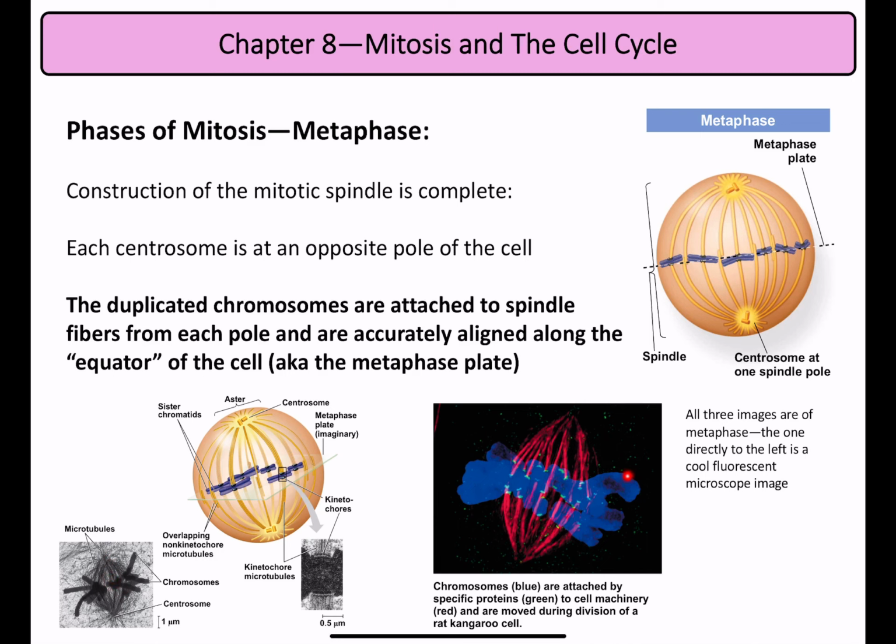Here's another stained image that's pretty cool. The chromosomes are stained in blue. The microtubule filaments are stained in red. And the kinetochores of each sister chromatid are stained in green.